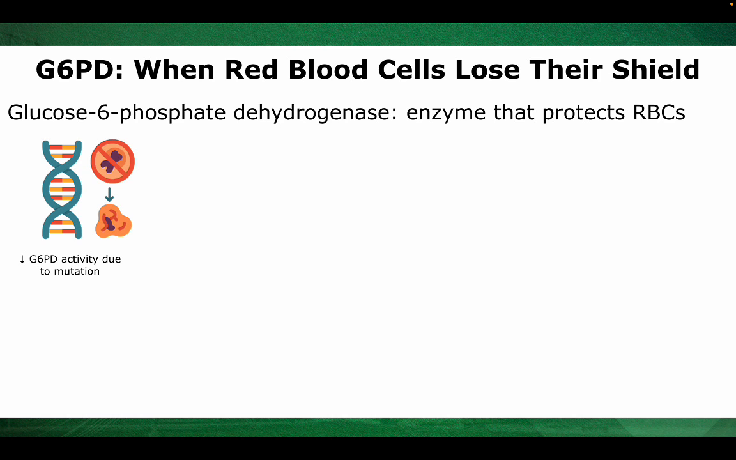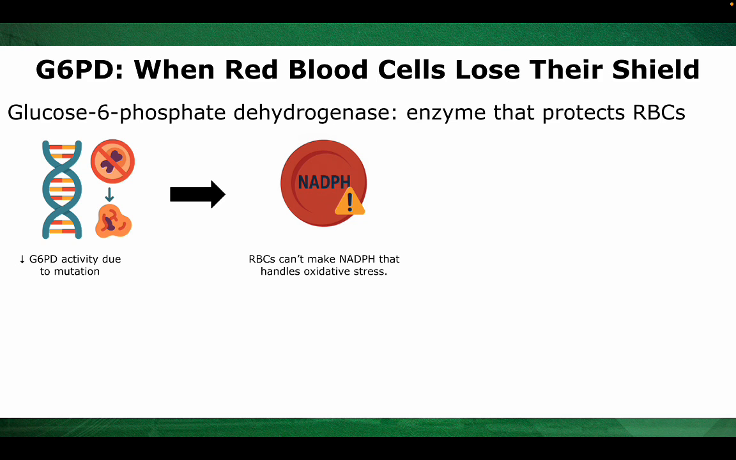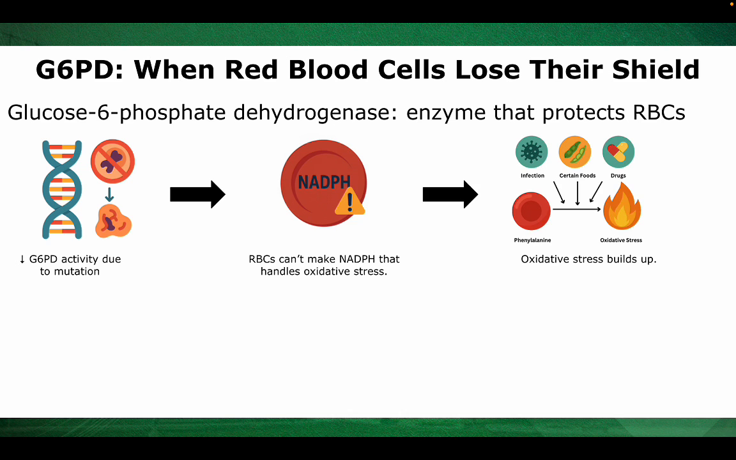It starts with a mutation in the G6PD gene. This affects how much of the enzyme glucose 6-phosphate dehydrogenase the body makes. As a result, red blood cells have less G6PD enzyme activity. This enzyme is important because it helps red blood cells produce NADPH. It is a molecule that protects them from oxidative stress. Without enough NADPH, the red blood cells lose their defense against reactive oxygen species, or ROS, damaging molecules that build up in the body.